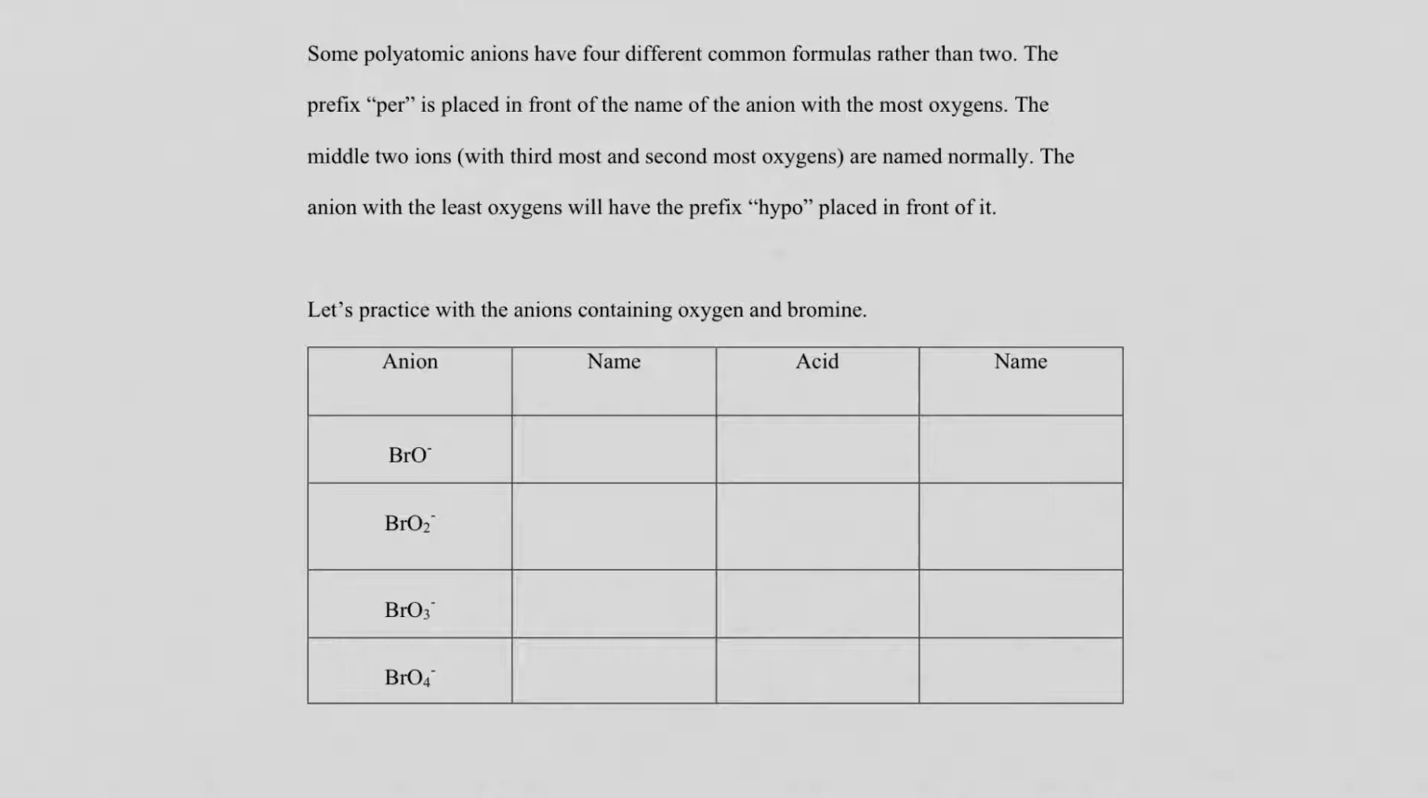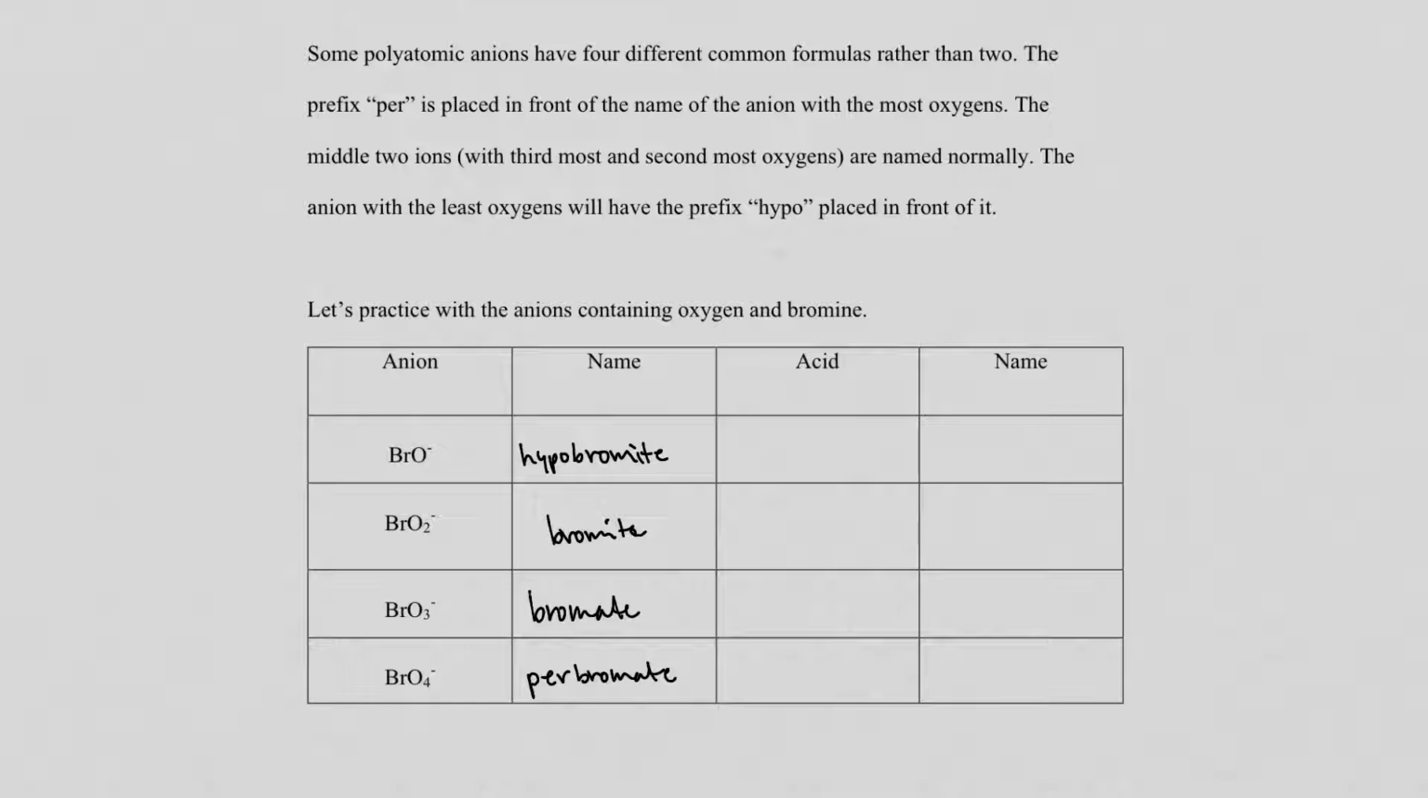We go to the middle 2, O2 and O3. Remember that the larger of the middle 2 gets that ATE ending, the smaller of the middle 2 gets the ITE ending, much like nitrate and nitrite. So this will be bromate and bromite. Remember that with less oxygens, you put hypo in front, so hypobromite. And per goes in front of the one with more oxygens than the ATE anion, so perbromate.